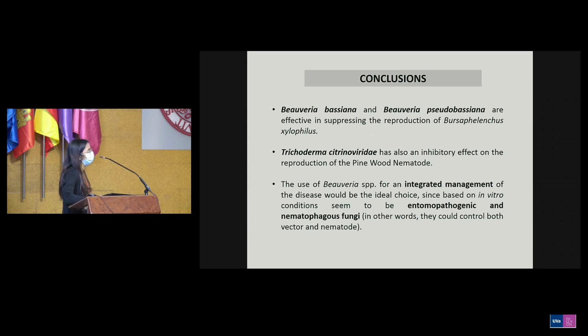And to finish the presentation, I can state that Beauveria bassiana and Beauveria pseudobassiana are effective in suppressing the reproduction of Bursaphelenchus xylophilus, that Trichoderma citrinoviride has also an inhibitory effect on its reproduction, and that the use of Beauveria species for an integrated management of the disease would be the ideal choice, since based on in vitro conditions seems to be entomopathogenic and also nematophagous fungi. So in other words, they could control both the vector and the nematode.